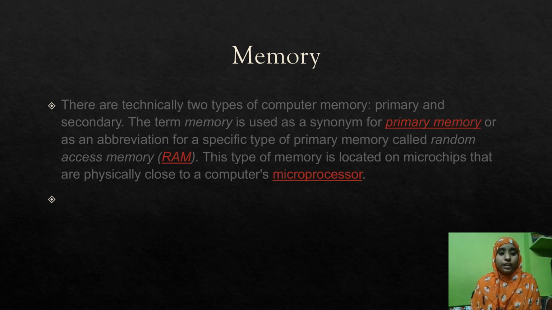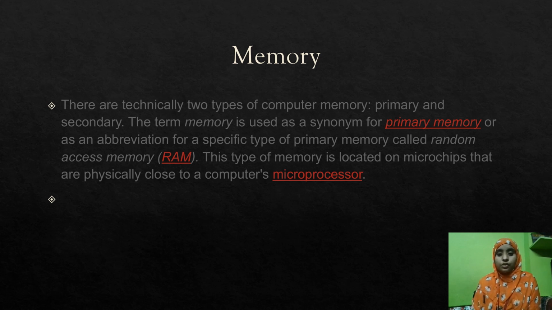There are technically two types of computer memory, primary memory and secondary memory. The term memory is used as a synonym for primary memory or an abbreviation for a specific type of primary memory called random access memory. This type of memory is located on microchips that are physically close to the computer's microprocessor.